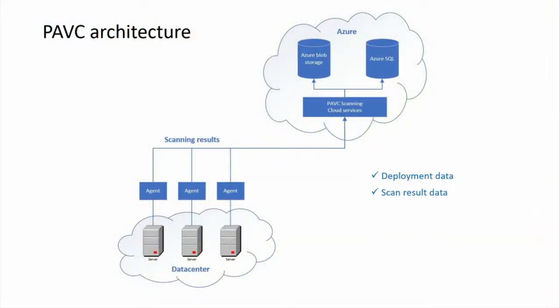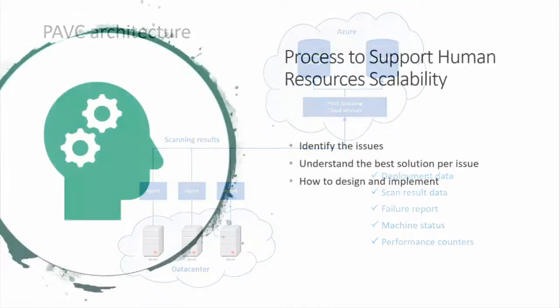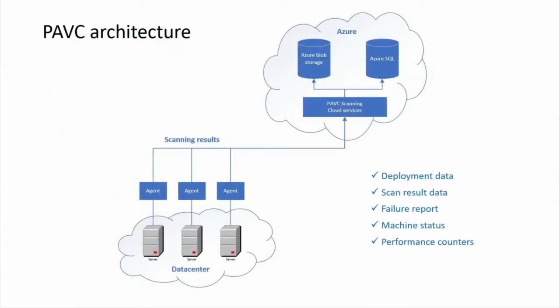But along that data, we also send many more. We send deployment, we send scan results, failures, and others. So this is a lot of data. Today, we're facing around 3 million requests daily with 2 terabytes of data. So the question here is, how do we leverage all this data? How do we make sense of it?